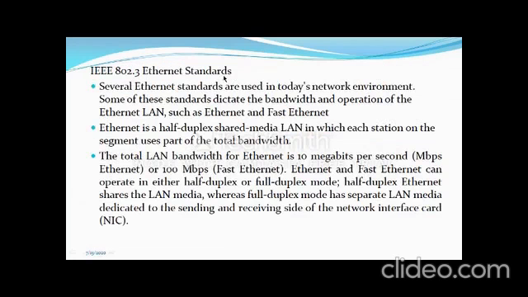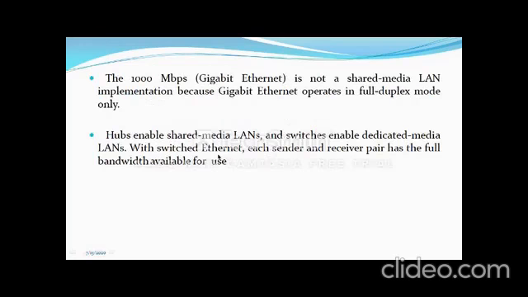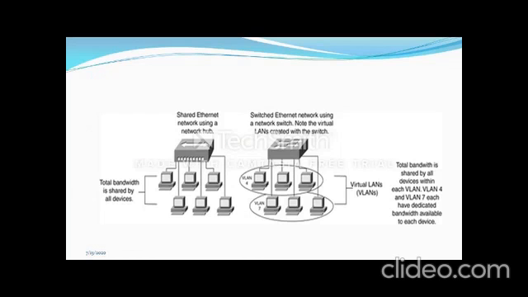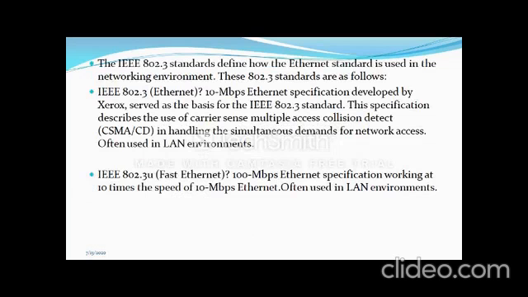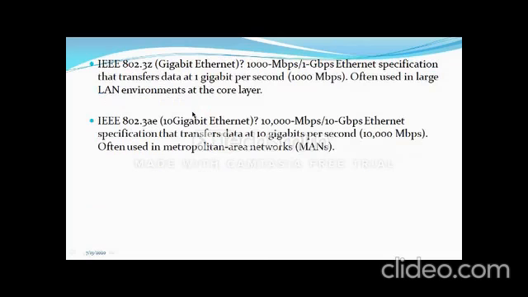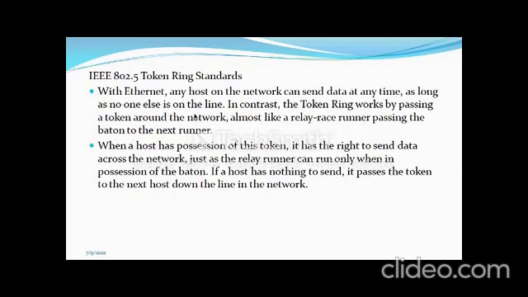Totally, the 802.3 Ethernet standard defines 10 Mbps, 100 Mbps, 1000 Mbps and 10,000 Mbps. 10 Mbps is Ethernet, 100 Mbps is Fast Ethernet, 1000 Mbps is Gigabit Ethernet, and 10,000 Mbps or 10 Gigabit Ethernet will be used for MAN. The remaining are all used in the LAN specification.